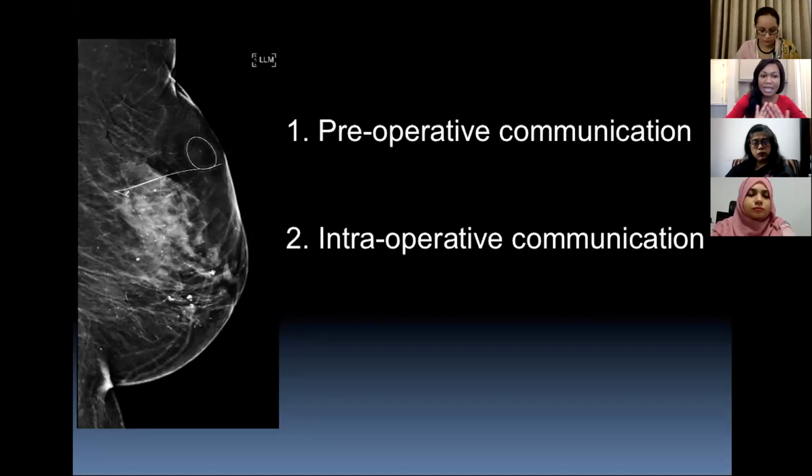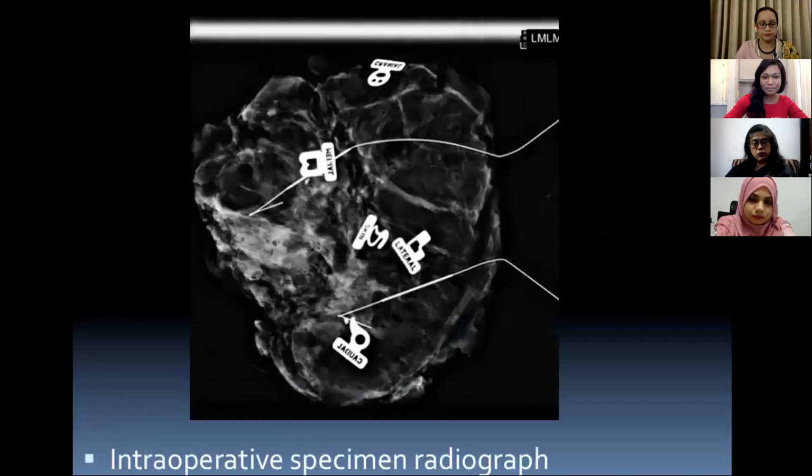And if there are any margins that seem to be involved with the area of concern that look close on the specimen radiograph, we can encourage the surgeon to take more tissue around that margin. So here's an example. One of the things that we do sometimes with the wire localization, like I talked about, is sometimes we can bracket a lesion.